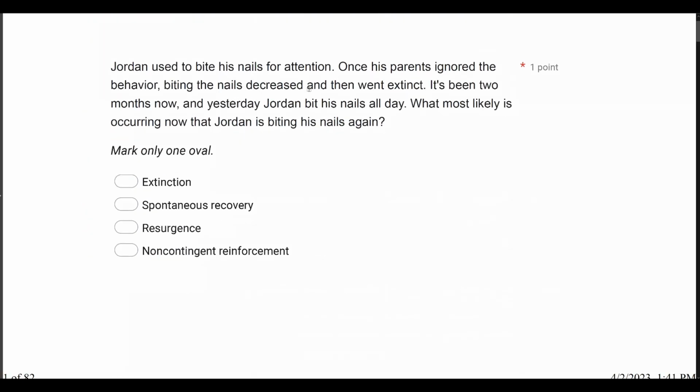Jordan used to bite his nails for attention. Once his parents ignored the behavior, biting the nails decreased and then went extinct. It's been 2 months now, and yesterday Jordan bit his nails all day. What most likely is occurring now that Jordan is biting his nails again?